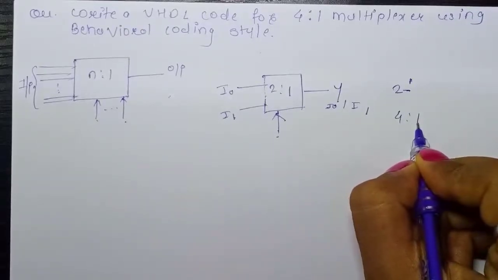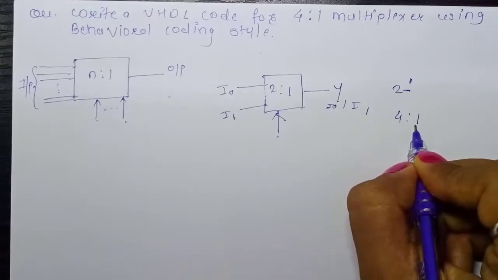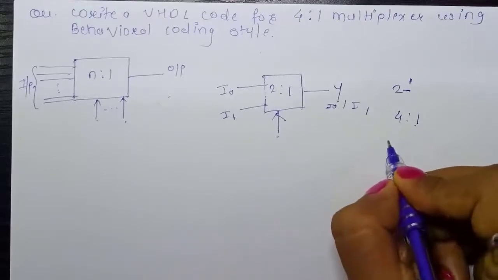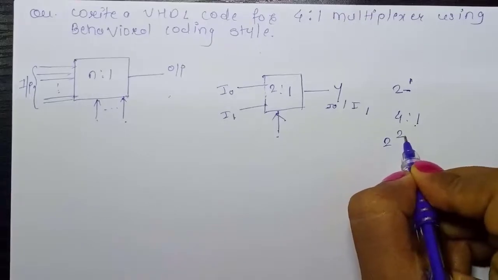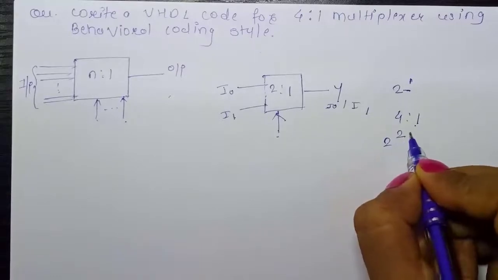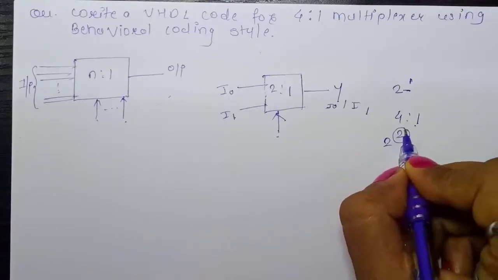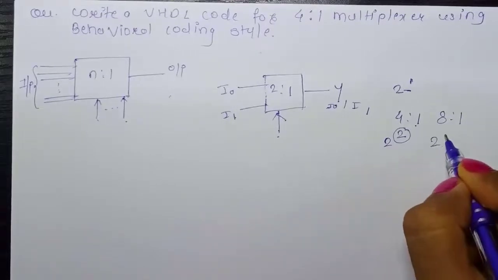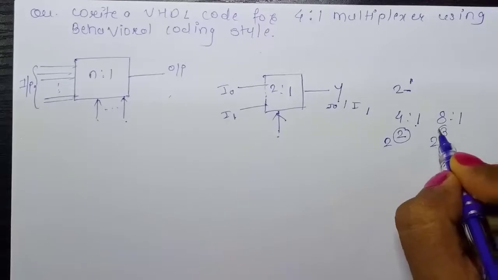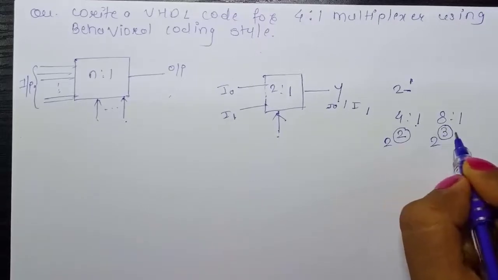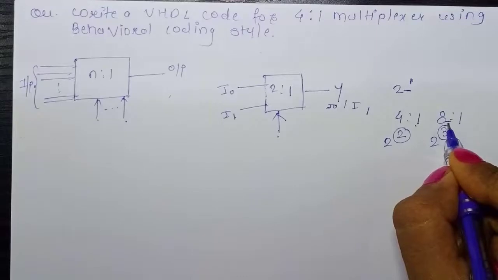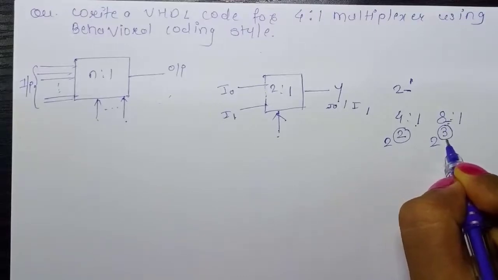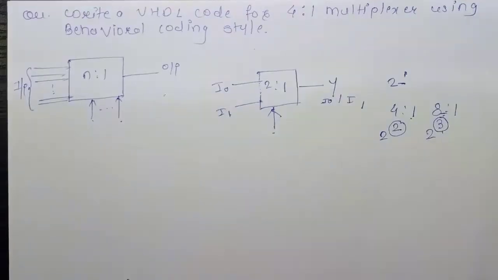That is 4 inputs and 1 output. These 4 inputs can be written as 2 raised to the power 2. So in 4:1 multiplexer, how many selection lines are there? 2 selection lines. For example, your multiplexer is 8:1. This 8 can be written as 2 raised to the power 3, so again this 3 means your selection lines. It means that in 8:1 multiplexer, there are 3 selection lines.